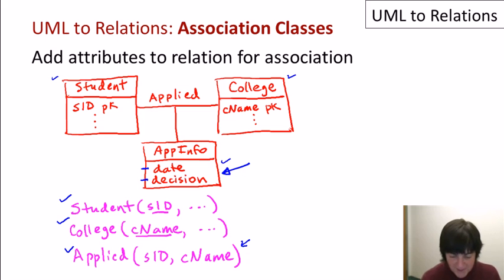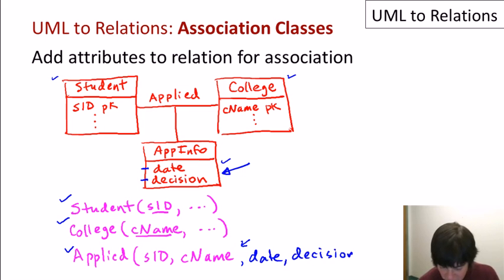Well, as you can probably guess, it's quite simple. All we do is extend our applied relation to include the attributes in the association class. So we just add date and decision right here, and then we're all set.